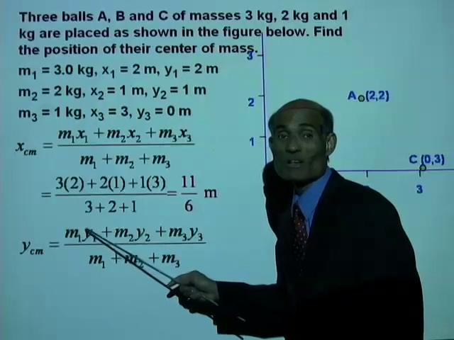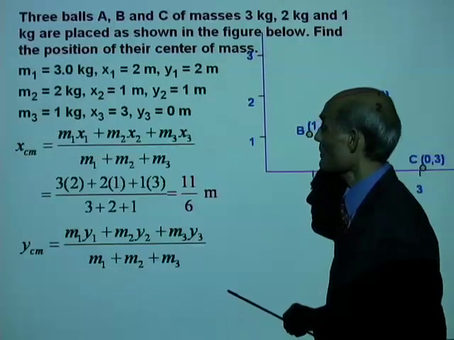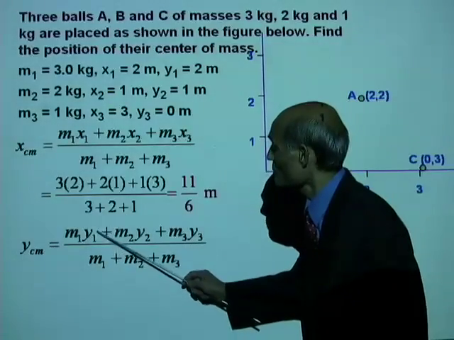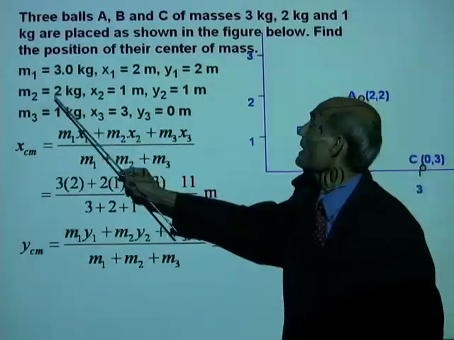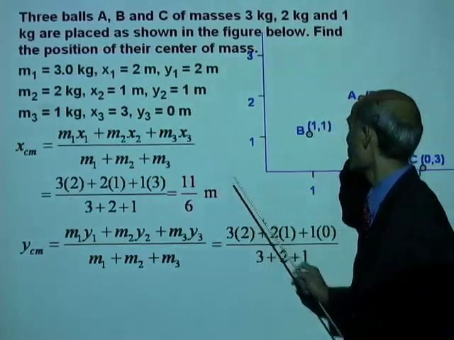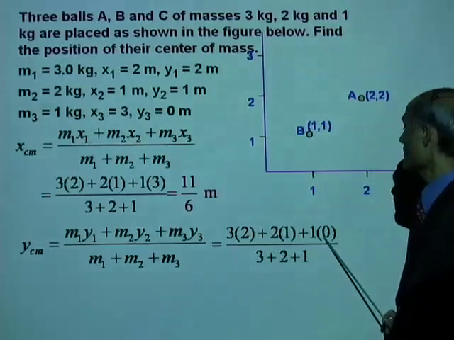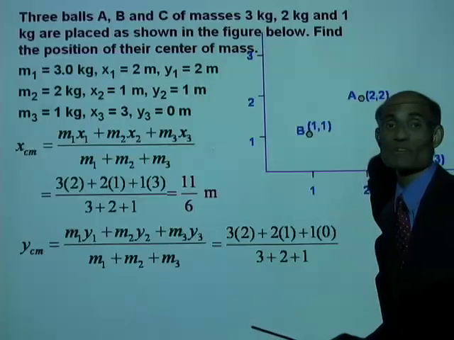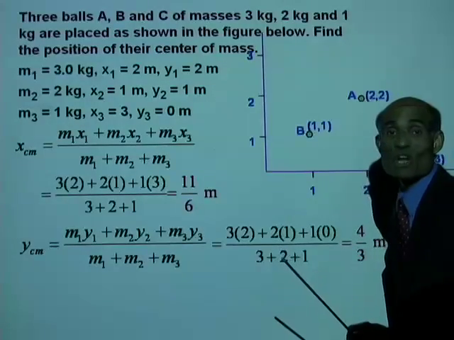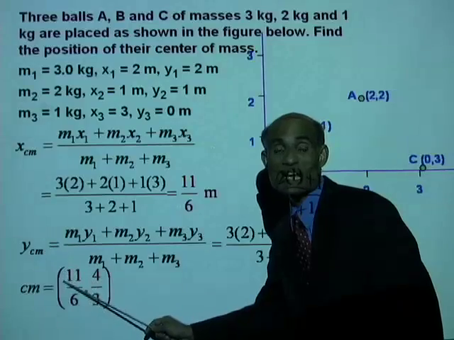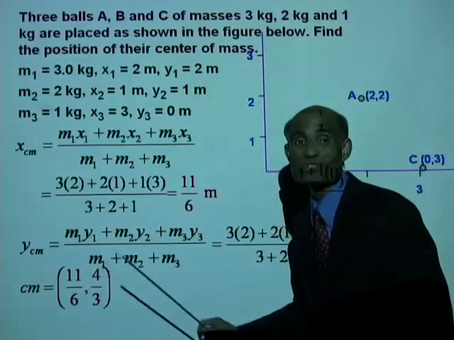The y center of mass is m1 y1 plus m2 y2 plus m3 y3 over m1 plus m2 plus m3. Now use these values: m1 y1 is 3 times 2, plus m2 y2 is 2 times 1, plus m3 y3 is 1 kilogram times 0 meter, divided by m1 plus m2 plus m3, and that is 4 over 3 meter. Therefore, what is the location of the center of mass? The center of mass has an x position 11 over 6, y position 4 over 3.